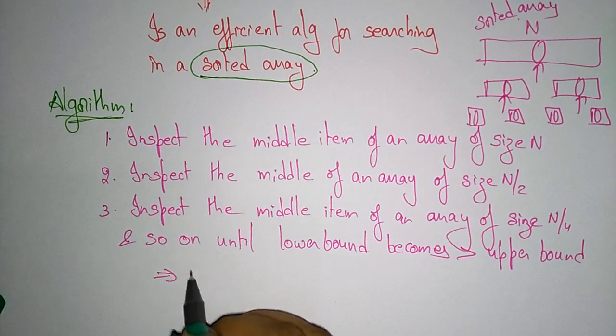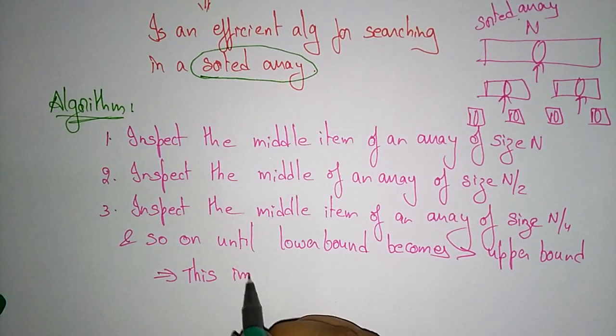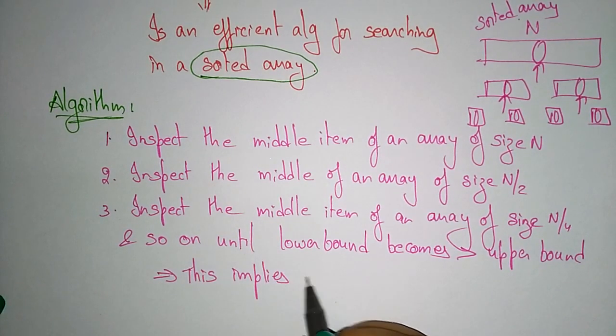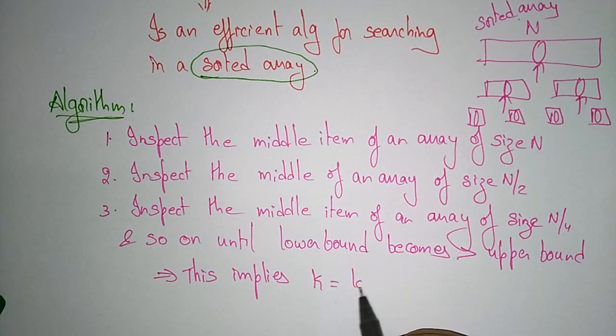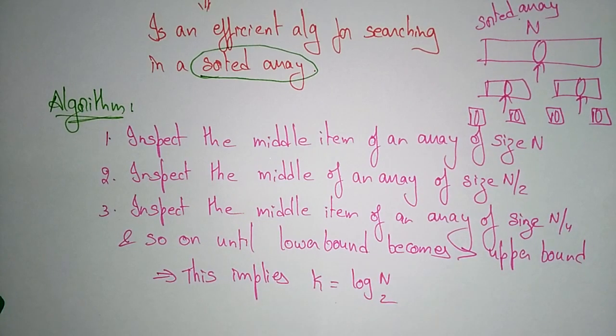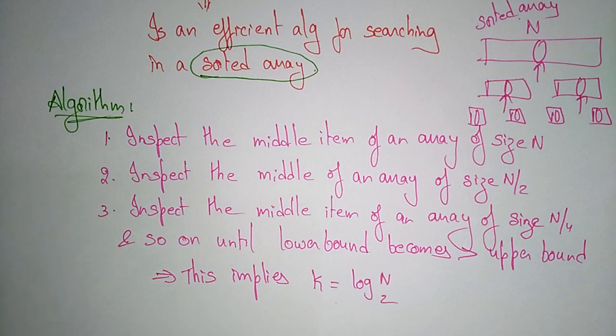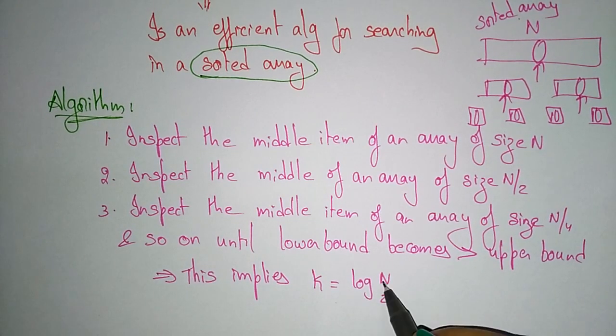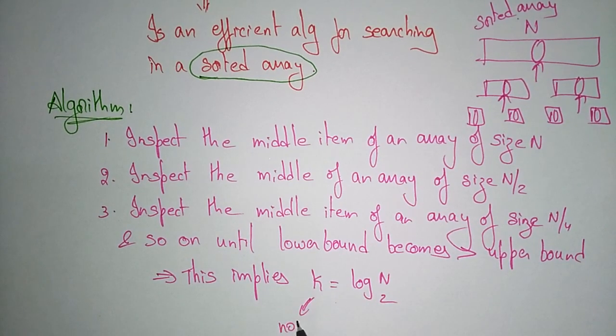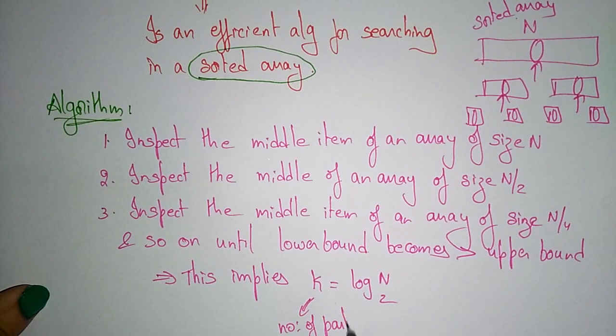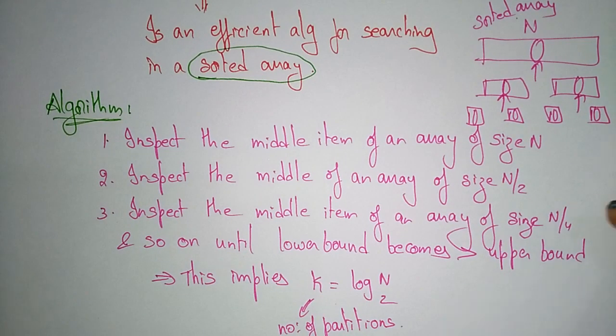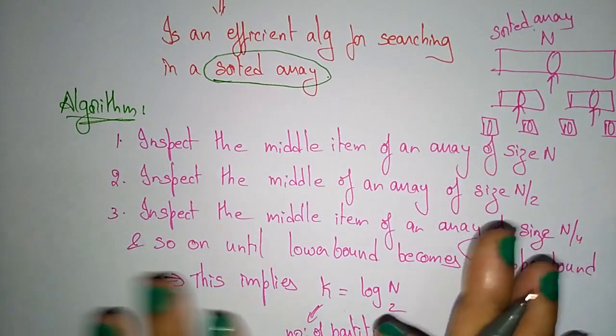So this implies k is equal to log n to the base 2. So up to this time we have to search for the element. So k is equal to log n to the base 2, where n is the size of an array and k is nothing but the number of partitions you are doing. So this is the algorithm for binary search, in simple words.